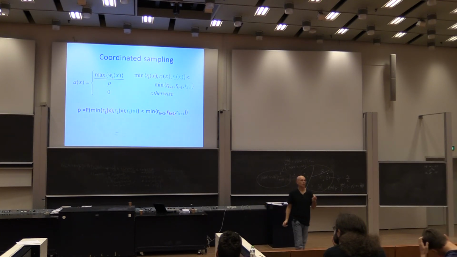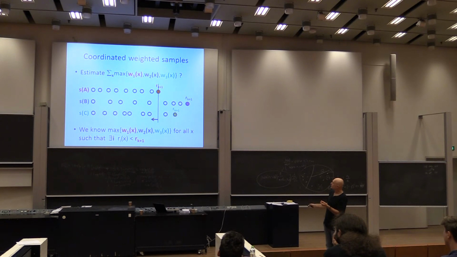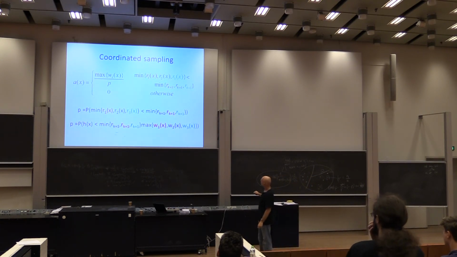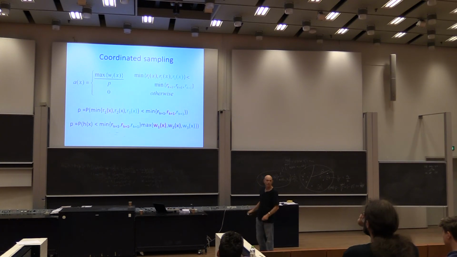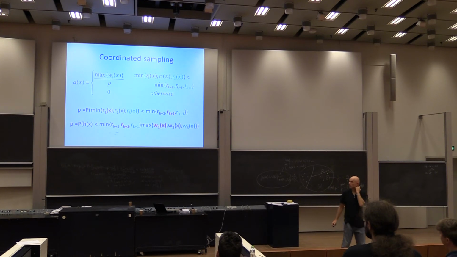Now what is P? P is exactly the probability that the item would appear in one of these samples with rank smaller than this rank, which you can calculate. It comes out to be: the smallest rank of the item is the hash value divided by the maximum weight, and this should be smaller than this minimum in order for the item to satisfy the condition that I mentioned. Okay.